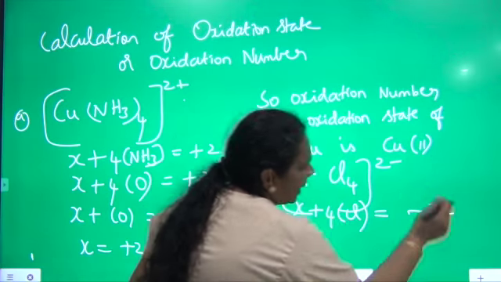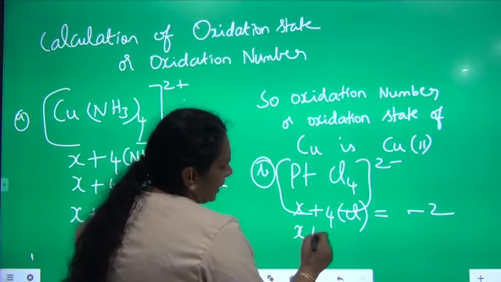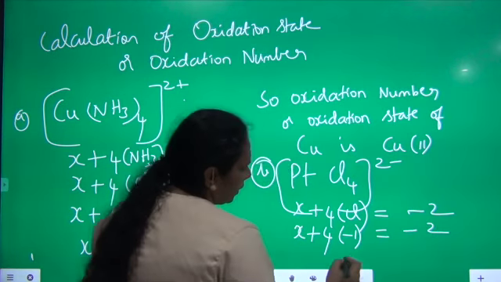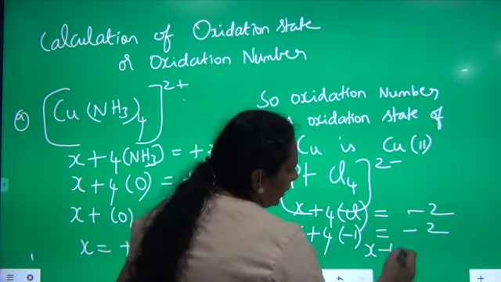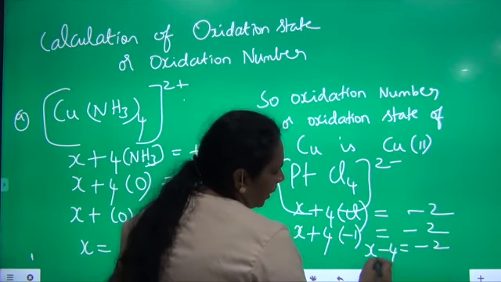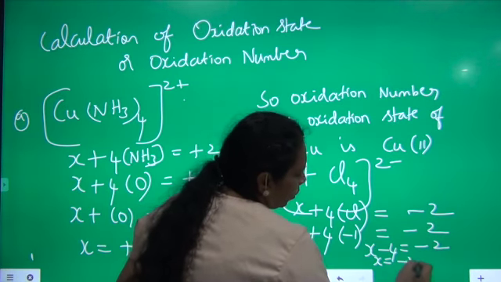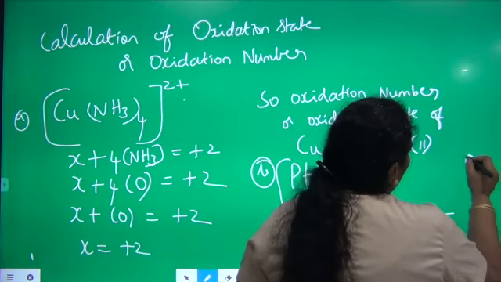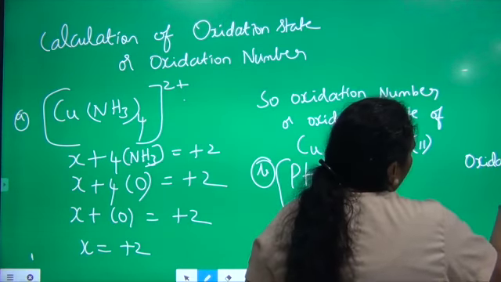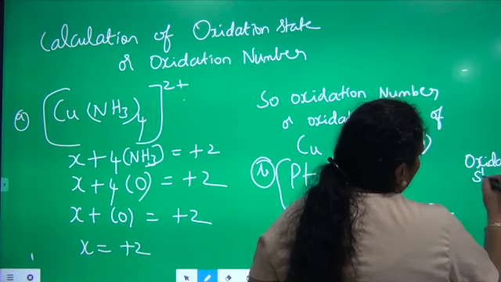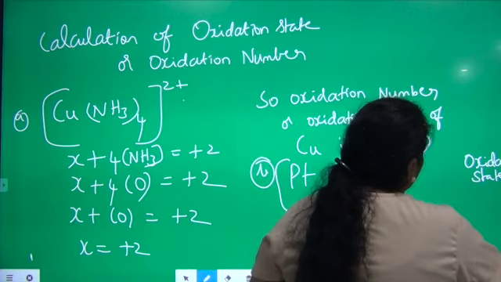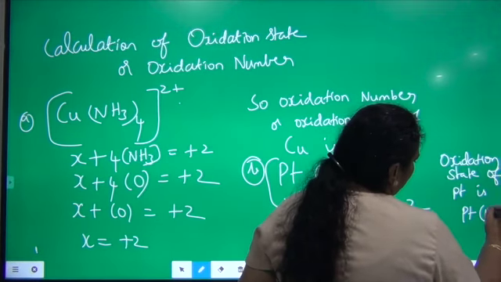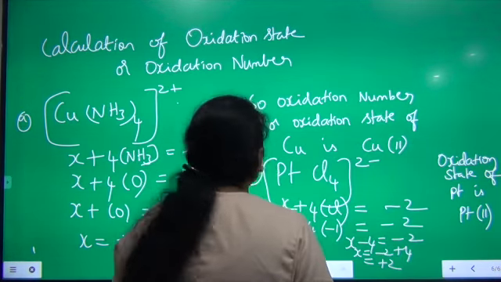X plus 4 into the charge of chlorine, minus 1, is equal to minus 2, which is the charge of the complex. So X minus 4 is equal to minus 2. Therefore X is equal to minus 2 plus 4, that is equal to plus 2. Therefore the oxidation state of platinum is 2 here. So it should be written as a Roman numeral in parenthesis. So this is the second example.